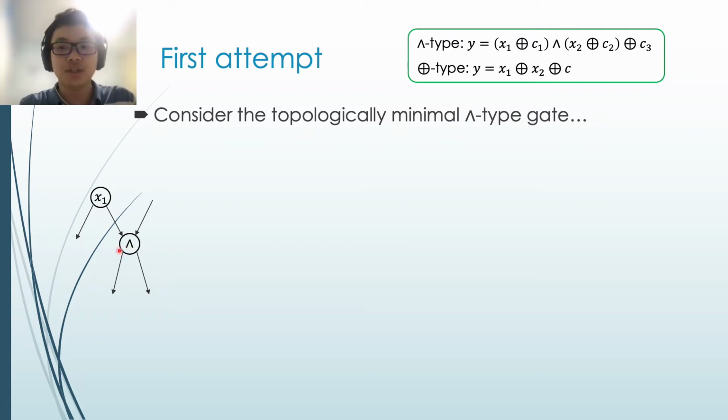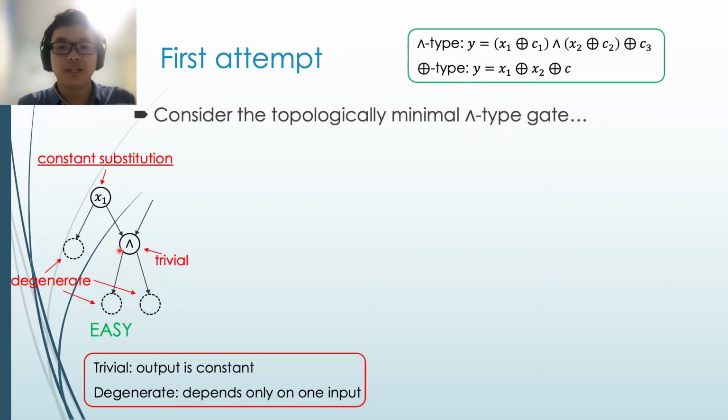In this case, we can do a constant substitution to x1 and make this n-type gate trivial. By trivial, we mean the gate computes some constant function. And in addition, we can see that these 3 dashed gates will become only depending on one of their inputs. We call them degenerate. This is because these 2 gates are constant, so they only depend on their other inputs. And we can see that they can clearly be removed from the circuits with certain rewiring. In this case, we can eliminate 4 gates, 1 trivial and 3 degenerate, so it is an easy case.